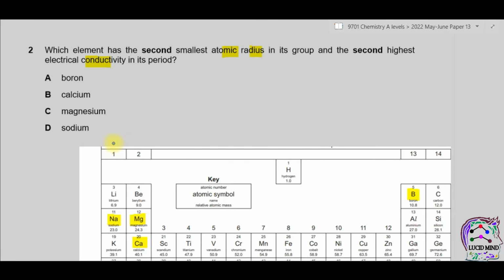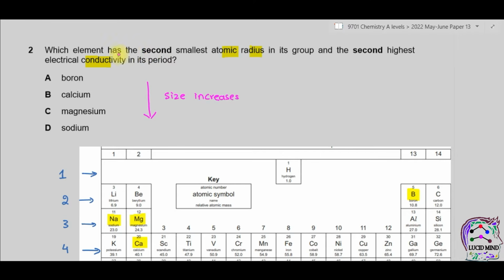Now this represents group number. So we have group 1 which contains sodium, then in group 2 magnesium and calcium are present, while in group 3 boron is present. This represents period. So this is period 1, this is period 2, period 3, and period 4. Now we know down the group what happens: the number of shells increases and the size of the element increases.